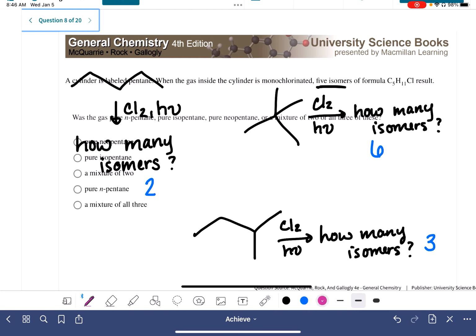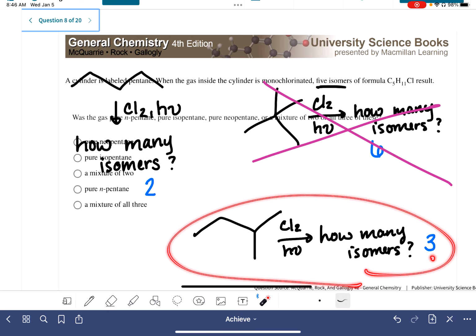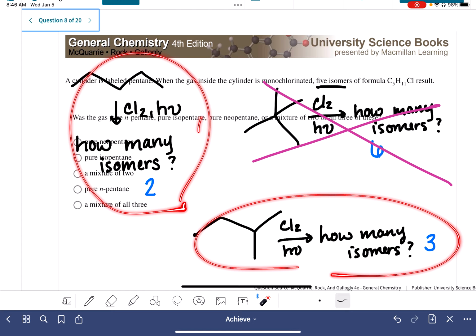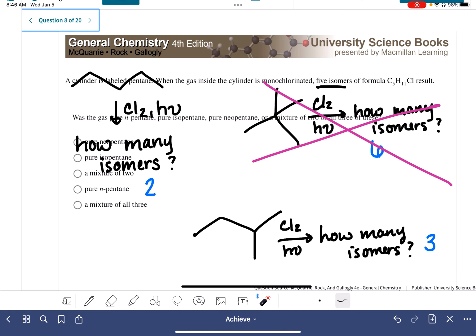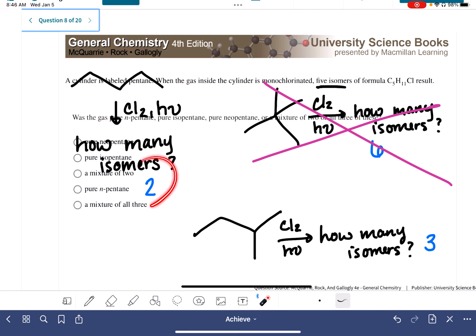So I can rule this guy out. Also, it's not this one, because this would only give me 3 and I have 5. And it's not this one, because it only gives me 2 and I have 5. But 3 plus 2 equals 5, which means that I must have started with a mixture of both of these. And when they were chlorinated, their isomers add up to a total of 5.